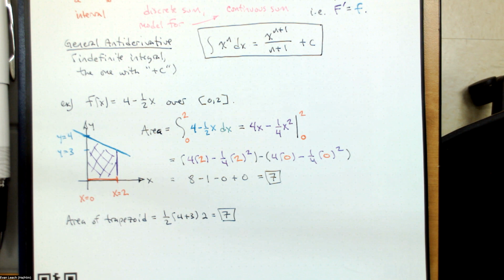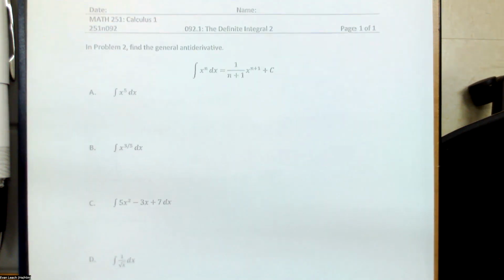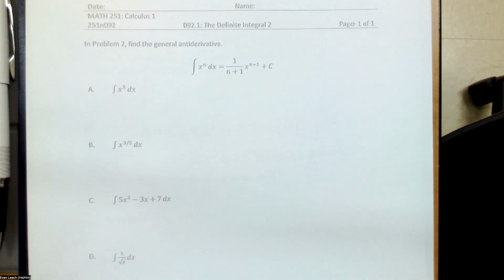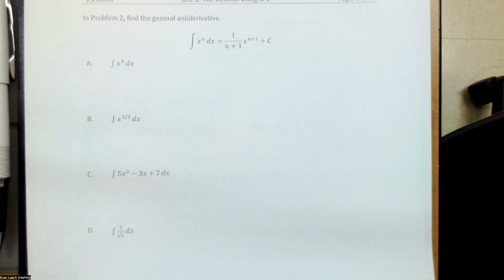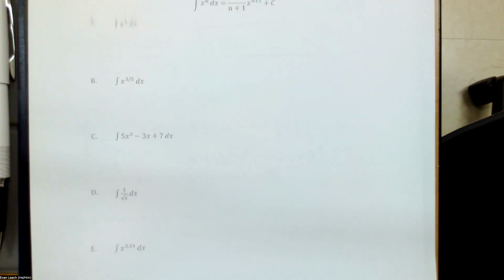So let's take some time and practice finding some antiderivatives. This one says, find the general antiderivative. Add 1 to the exponent, divide by the new exponent. And I'll do a slow scroll. I can't fit all 5 or 6 on one page.